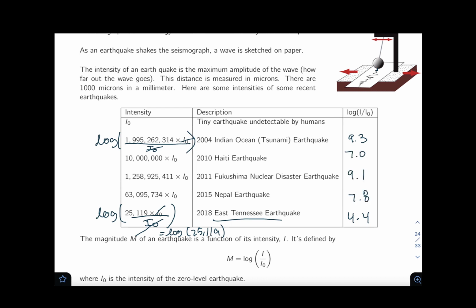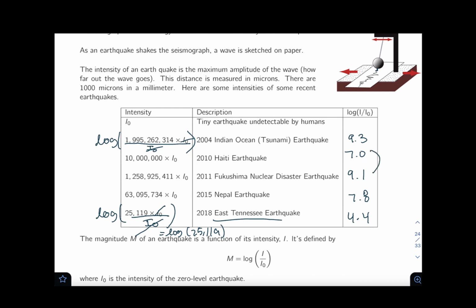By computing the logarithm of the intensities, rather than just comparing the intensities themselves, I now have numbers that are a lot easier to compare. I can see that the Indian Ocean and the nuclear disaster earthquake were about the same-ish, and the East Tennessee earthquake was a lot smaller. But because this is a logarithmic scale, we do have to take these with a grain of salt.